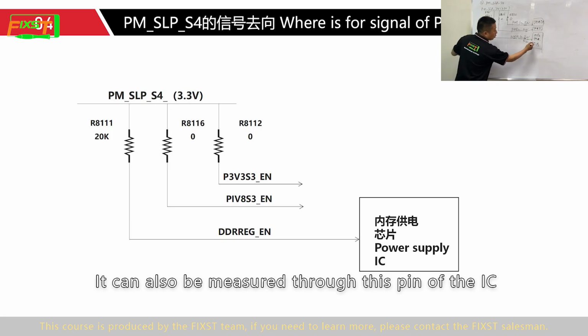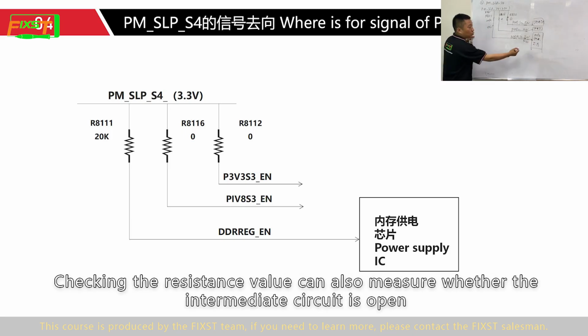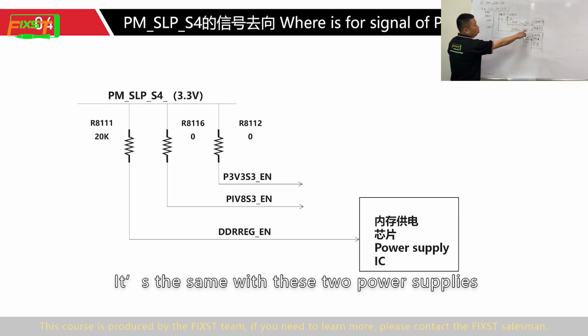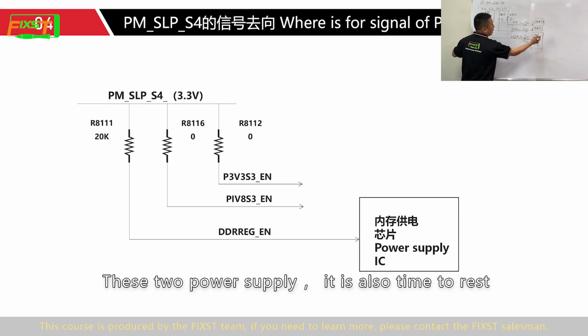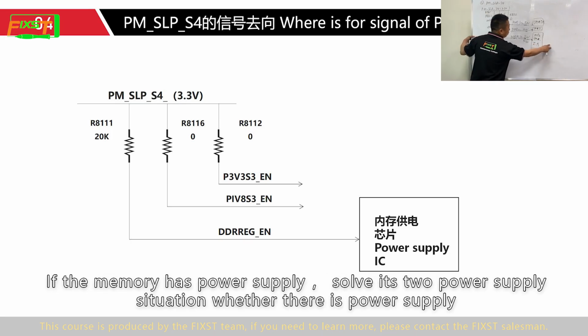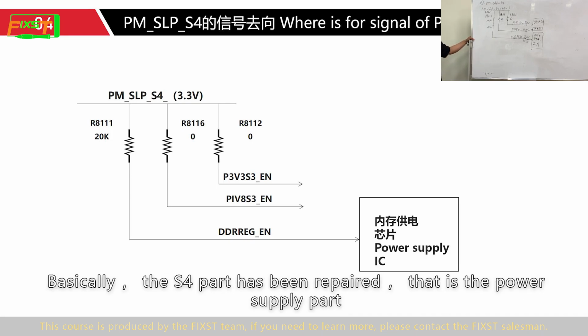It can also be measured through the pin of the IC. Checking the resistance value can also tell whether the intermediate circuit is open. It's the same with these 2 power supplies. If the memory has power, then for these 2 power supplies we check whether there is power. Basically, the S4 part has been covered. That is the power supply part.